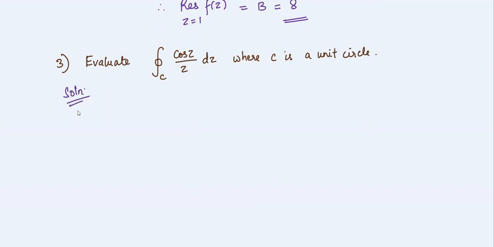So two methods. One, the first method: Cauchy's integral formula. We did this. Now, the pole or singularity z equal to 0 is the point of singularity.